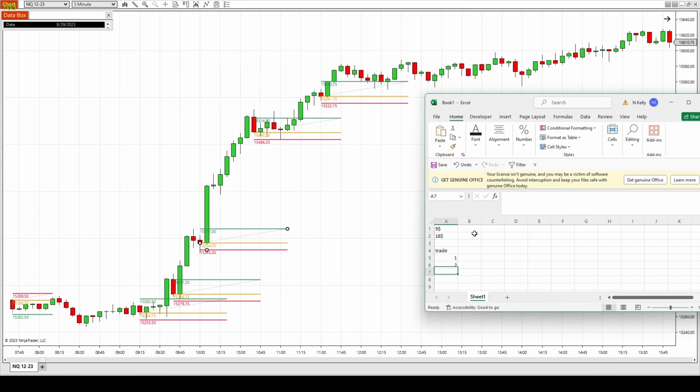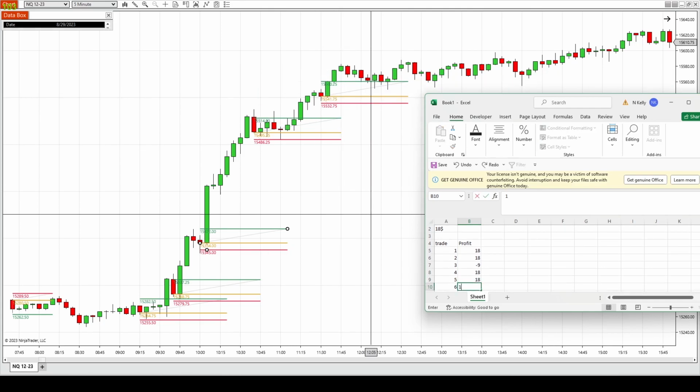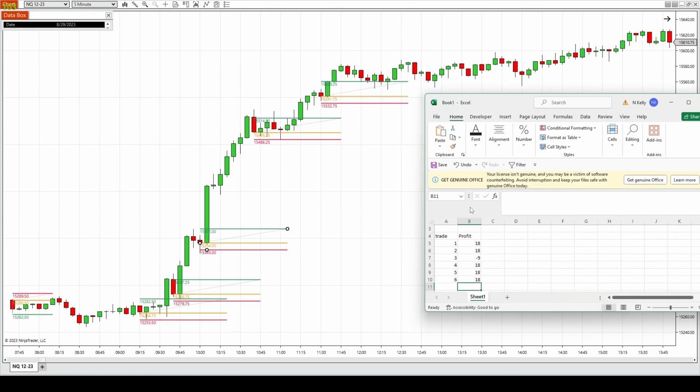So trade 1, 2, 3, 4, 5, 6 trades in total, right? Profit. So this trade would have been 18. This trade, another 18. This trade would have lost 1, so minus 9. We would have won the second, 18. And then 18 up here, and then 18 up there by 12 o'clock.